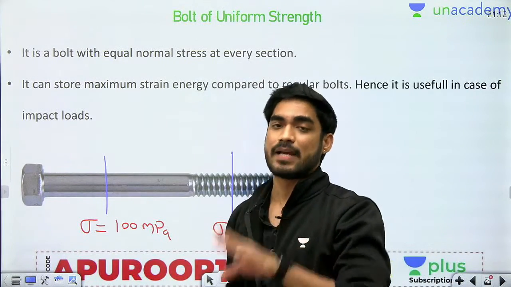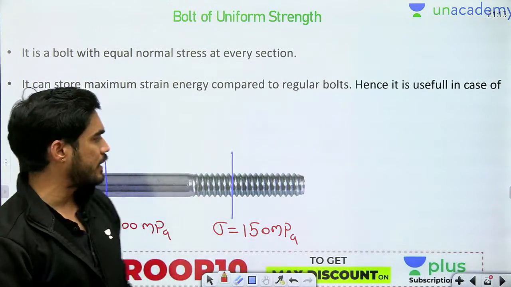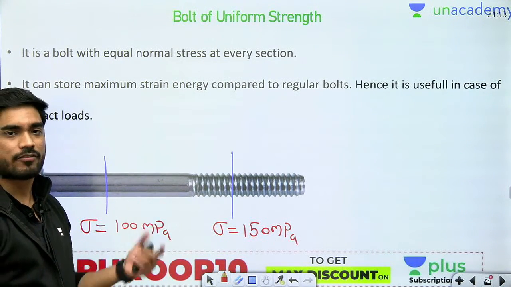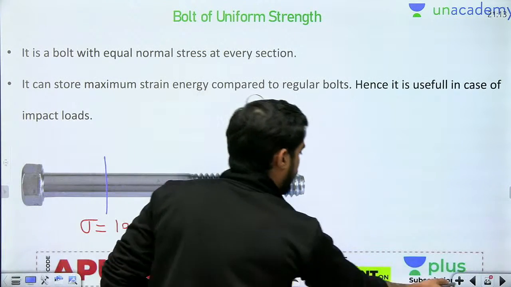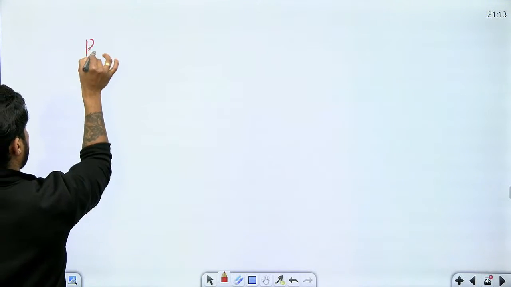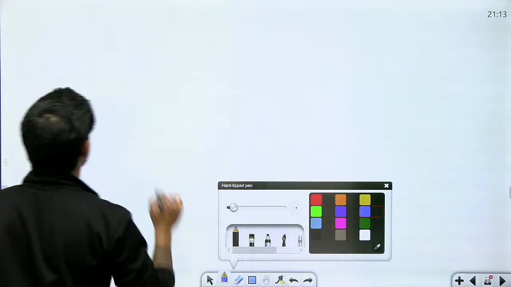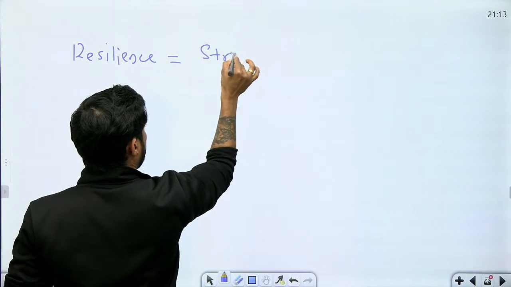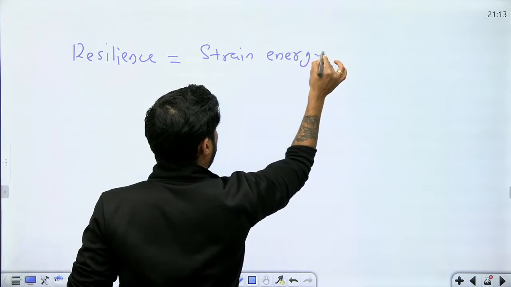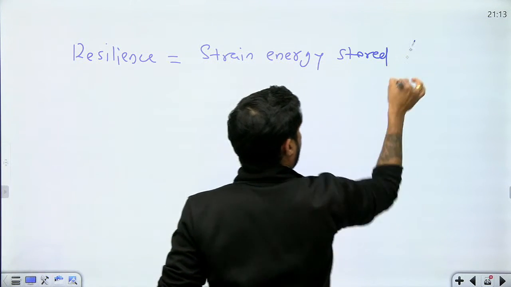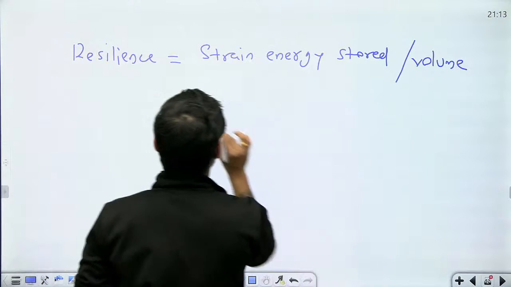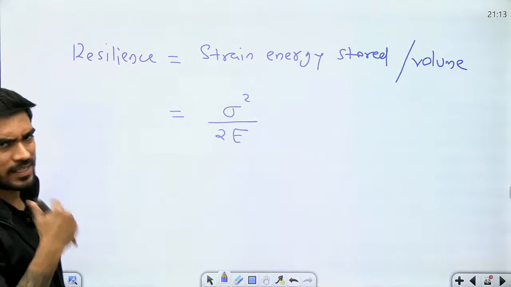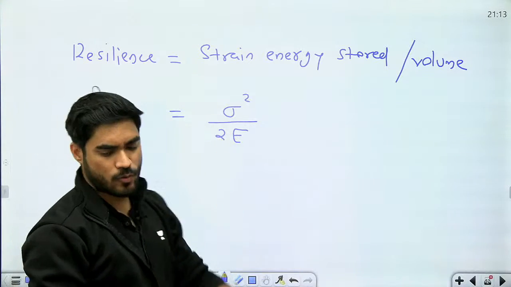So understand the logic behind that. Okay, first of all, in order to understand the significance of this, you need to understand an important parameter known as resilience, which I have taught in strength of material. What is resilience? Resilience is strain energy stored per unit volume, and it is given by sigma square by 2E, modulus of resilience. Okay, this is modulus of resilience, sigma square by 2E.